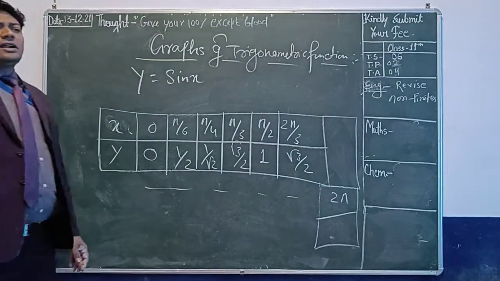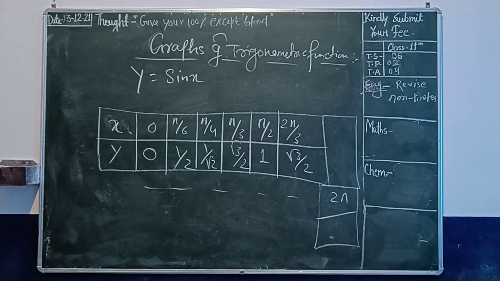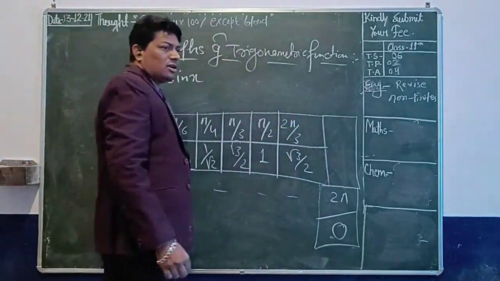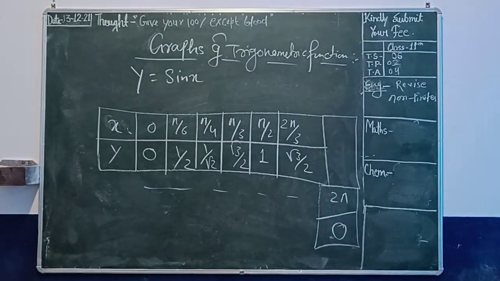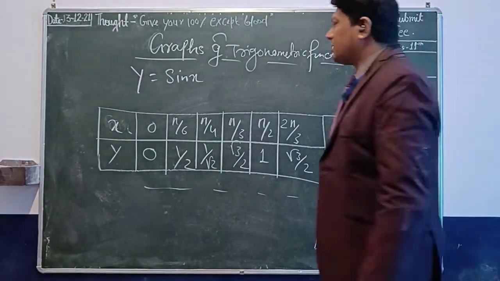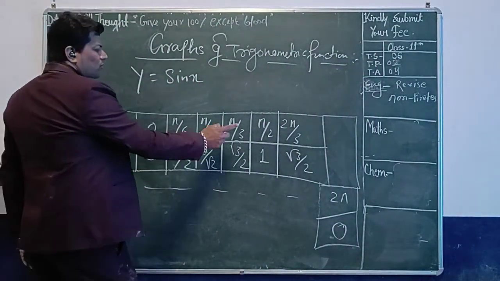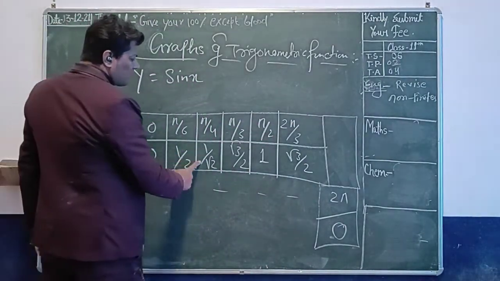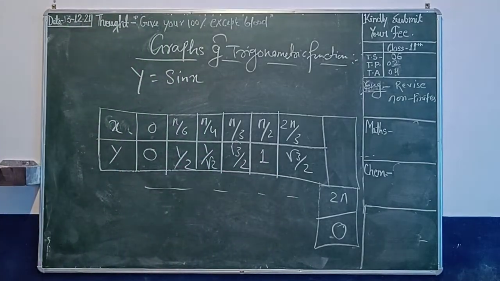Is it clear? 2 pi means 360 degrees. Sin 360 degrees, what are you getting? 0. How is it 0? You know very well; I will complete it in the last classes. So x is 0, pi by 6, pi by 4, pi by 3, pi by 2, 2 pi by 3, and y is 0, 1 by 2, 1 by root 2, root 3 by 2, root 3 by 2, and 0 at 2 pi. Is it clear?